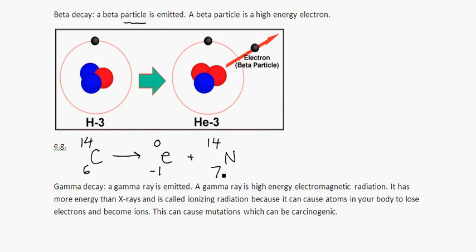Okay, now where did that electron come from? Well, if you notice, the mass hasn't changed, but the atomic number has gone up by 1. So what happened is one of the neutrons turned into a proton and an electron.